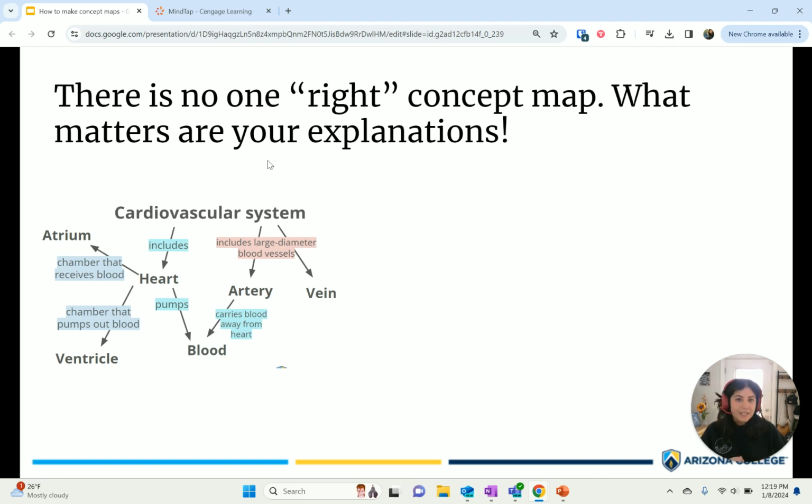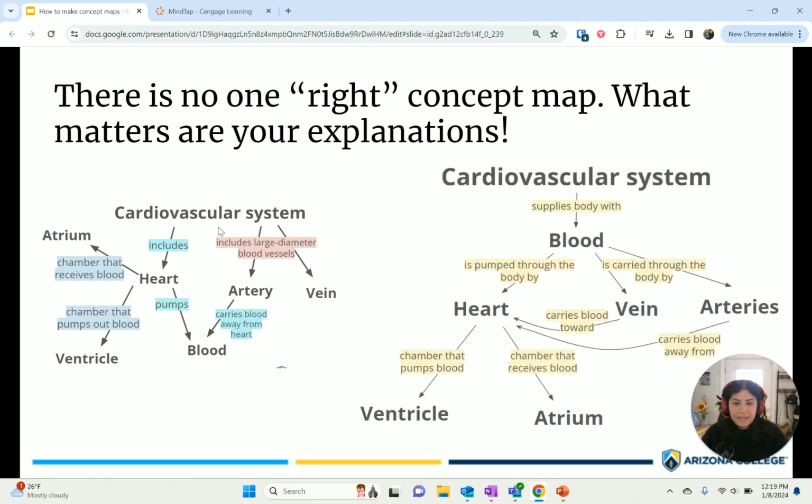So for example, this is the map that we just made, but we also could have made a map that looks something like this. So we could have said cardiovascular system is connected to blood because the cardiovascular system supplies the body with blood. Blood is pumped through the body by the heart. The heart chamber that pumps the blood is the ventricle, and the chamber that receives the blood is the atrium, etc. This map looks totally different than the map over here, and the connections are different, but that's fine because the connections are logical and they're well explained.